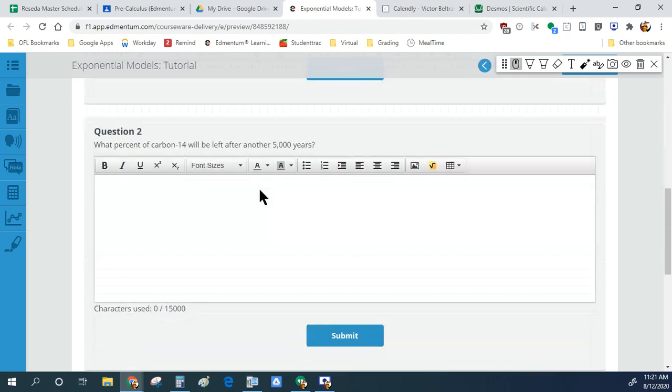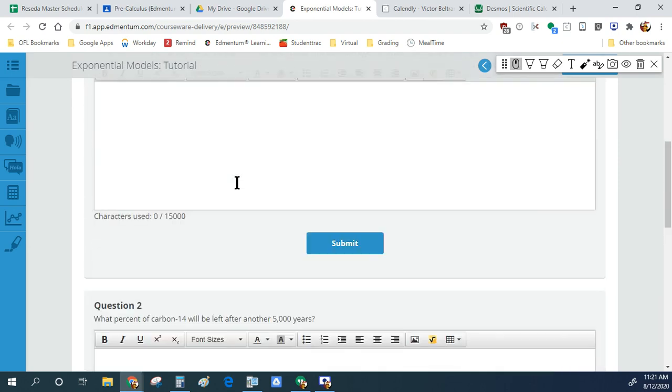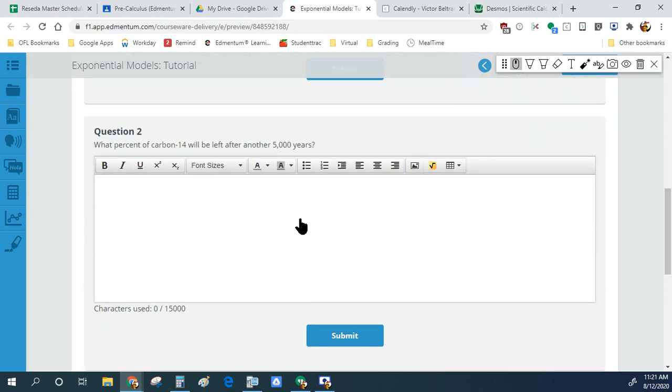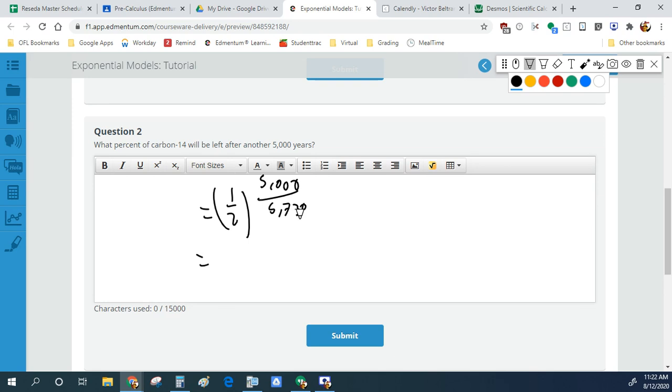Cool. So moving on to this one, what percentage of carbon is left after this? So we're going to have to use the original half-life here. When we're writing this formula down, we would write it as 1/2 to the power of this 5,000 divided by our half-life. I'm not going to go over every other problem, I'm just going to set this up. But now you guys know how to solve this. So you would do this, and it would give you some kind of decimal, and that's what you would do here.